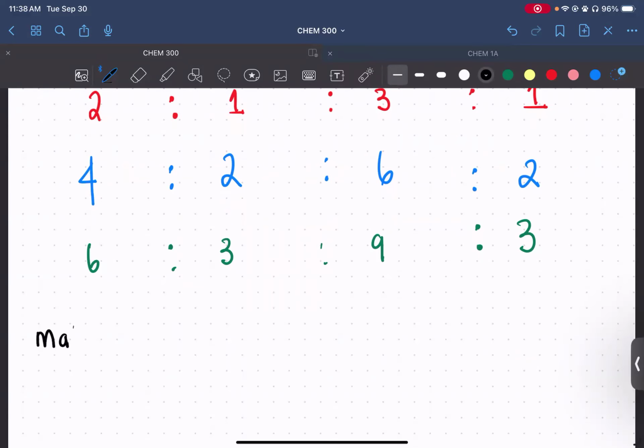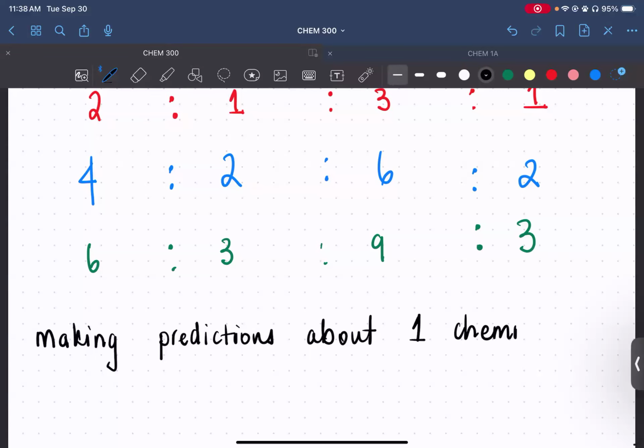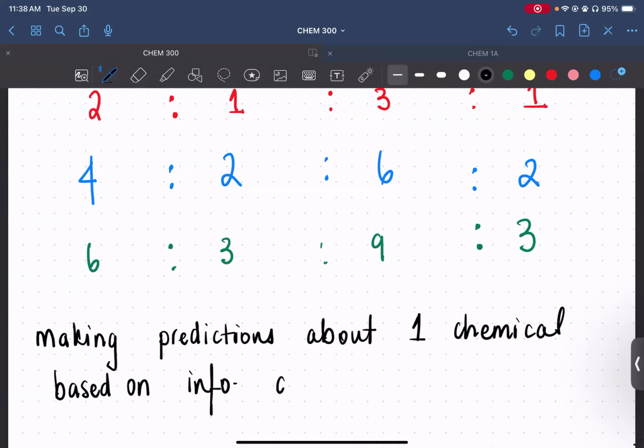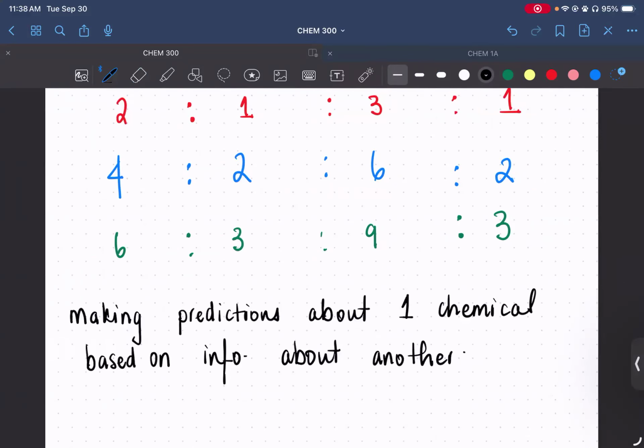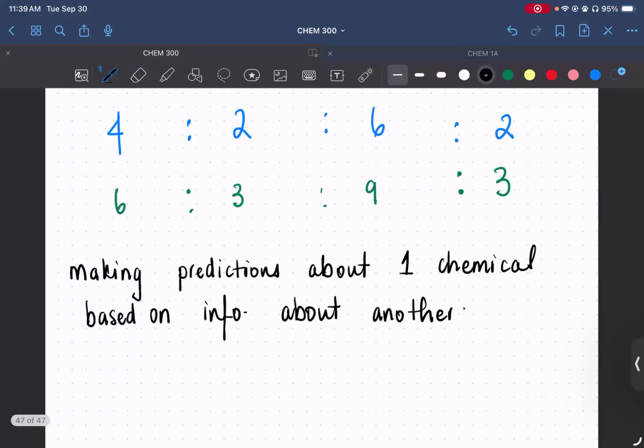So in essence, it is making predictions about one chemical based on information about another. This is the essence of stoichiometry. Now, a couple of weeks ago, almost to the date, we introduced what was known as the mole concept.